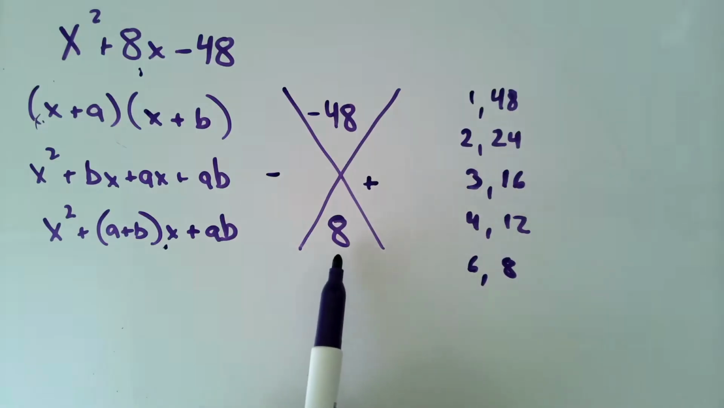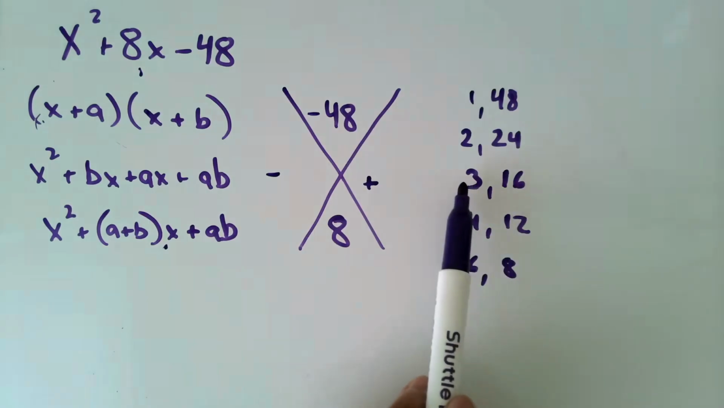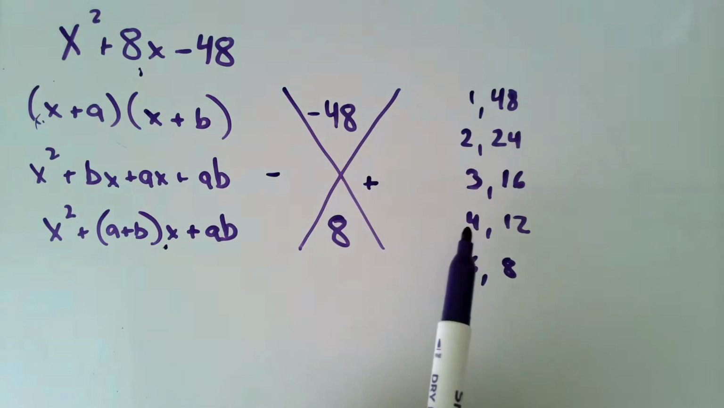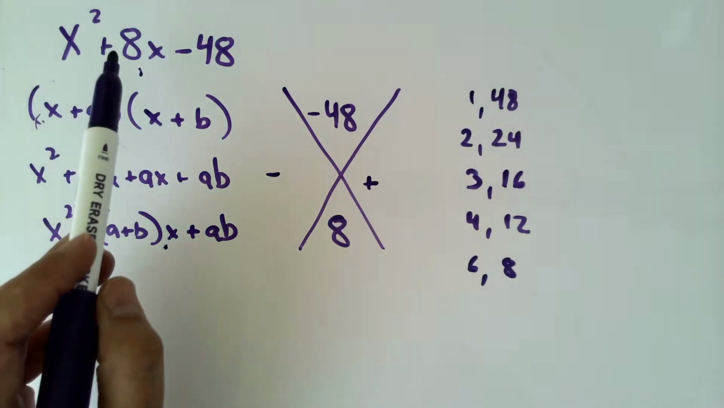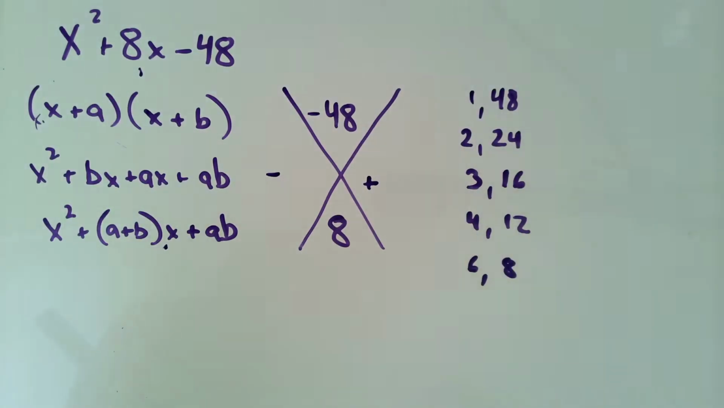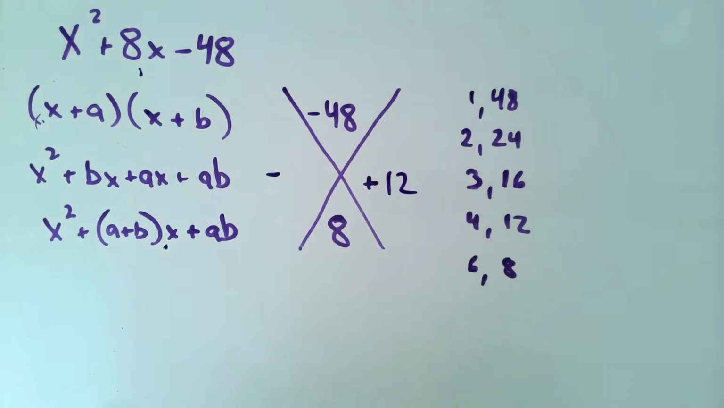And now I'm going, okay, well, which of these would come together to be an 8? Not 1 and 48, not 2 and 24. 16 and 3, if I make one of those negative and one of those positive, that only gets me a 13. 4 and 12, if I make one negative and one positive, that gets me the 8. And since my b is positive, my positive has to overpower my negative. That means my larger value is my positive and my smaller value is my negative.